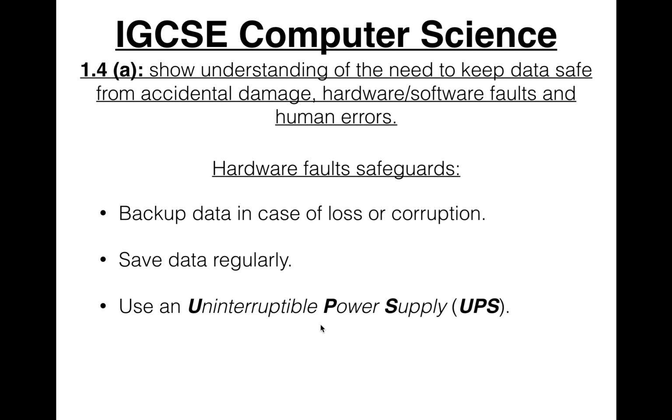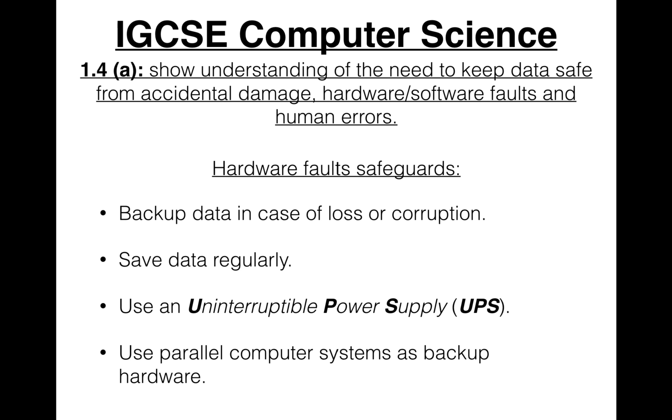Also, you could use a UPS, which is basically an uninterruptible power supply. So if the power goes off, you can still keep your data because this power supply is still running. And use parallel computer systems as backup hardware. That's a good one because you have 2 parallel computer systems, so what you do with one computer system will also be saved in the other, or something like that. I'm not entirely sure, but I think that's what it means. So it's good if you do that.